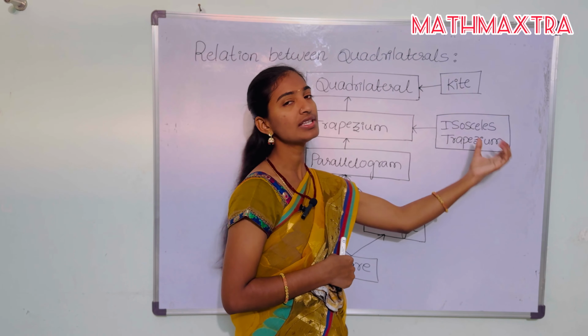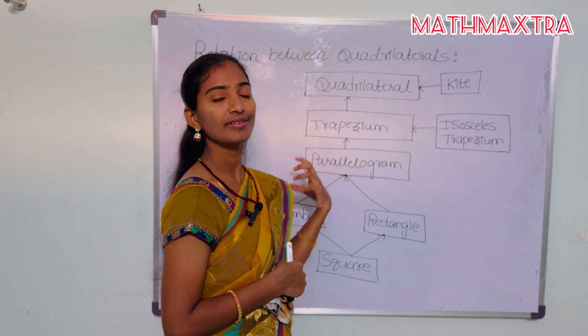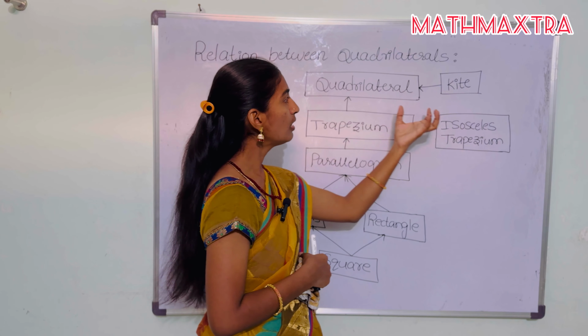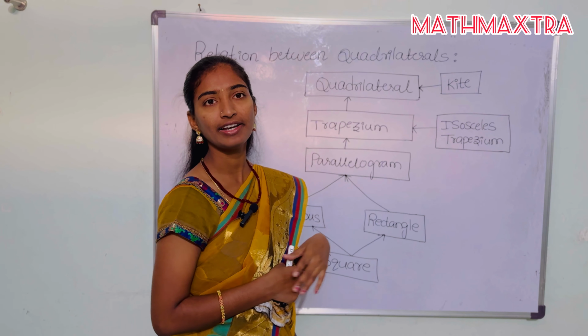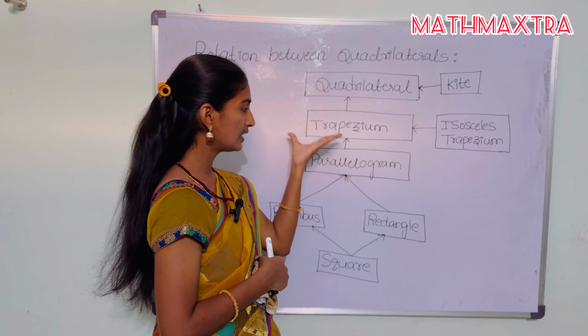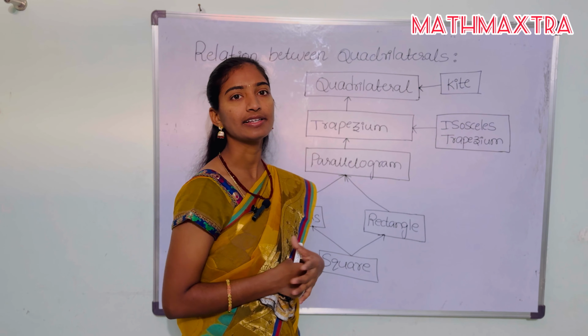All isosceles trapeziums also come under trapezium only. All kites are quadrilaterals, as well as all trapeziums are quadrilaterals. So, this is the relation between the quadrilaterals.